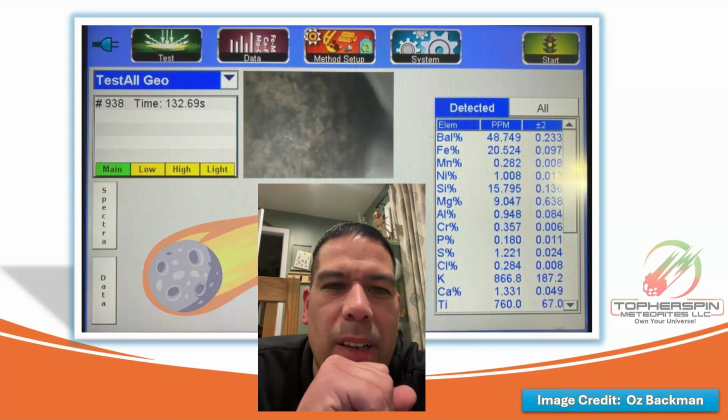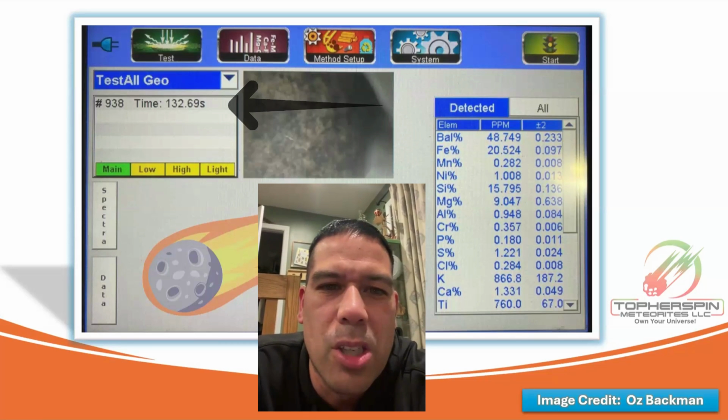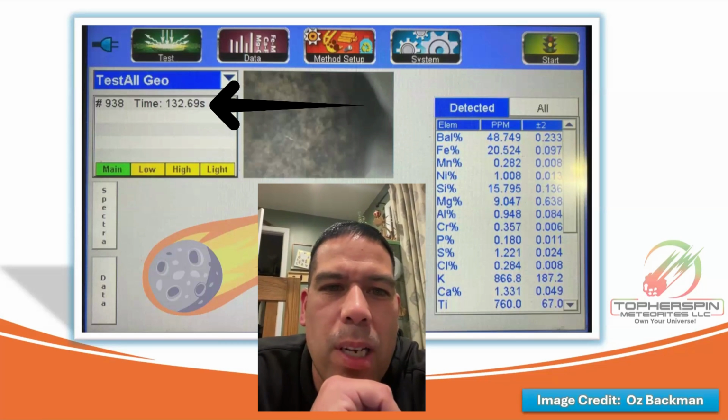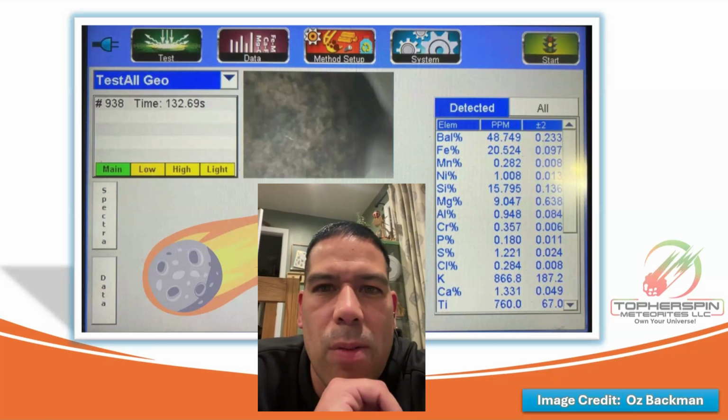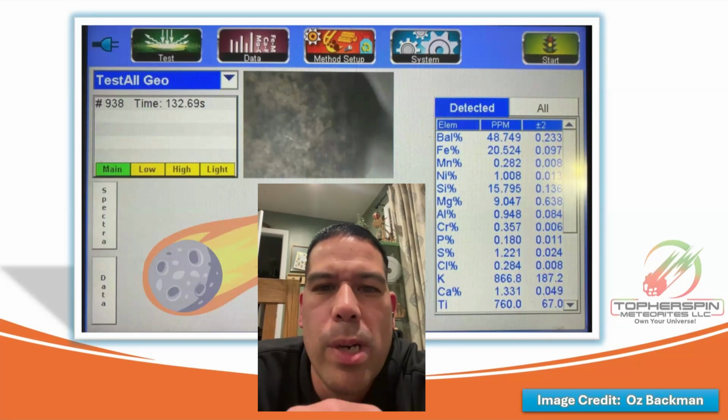And if you stay on this slide, Topher, this is great too, because it tells you in the upper left-hand corner how long he ran that sample, right? 132 seconds, a little over 130. So a little over 2 minutes of running the X-ray in order to get that set of data.